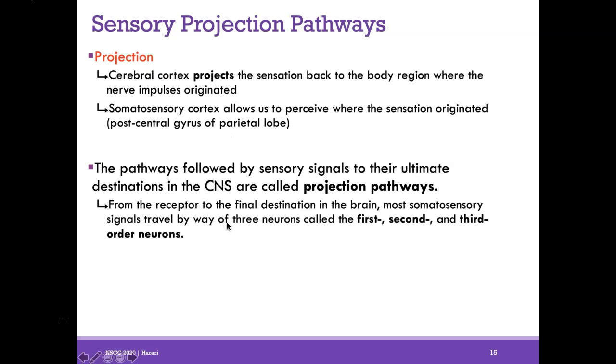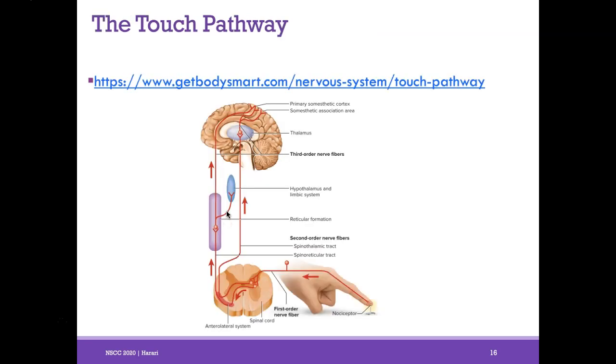So the pathways followed by sensory signals to the central nervous system are all called projection pathways. And most somatosensory signals go by three neurons. There's a three neuron route to the brain: a first order neuron, a second order neuron, and a third order neuron. I'm not going to go into too much detail about this, but it becomes important when we talk about the touch pathway.